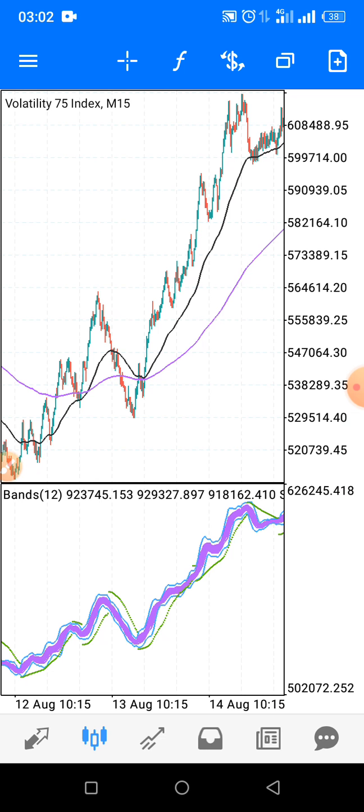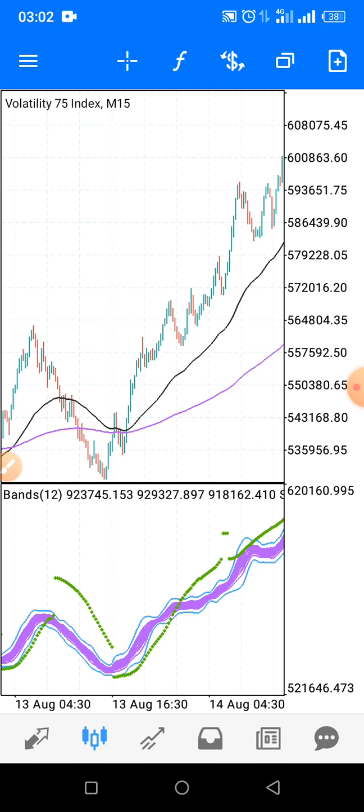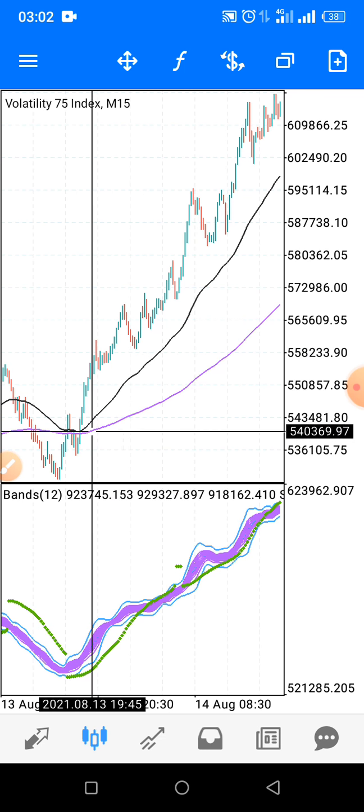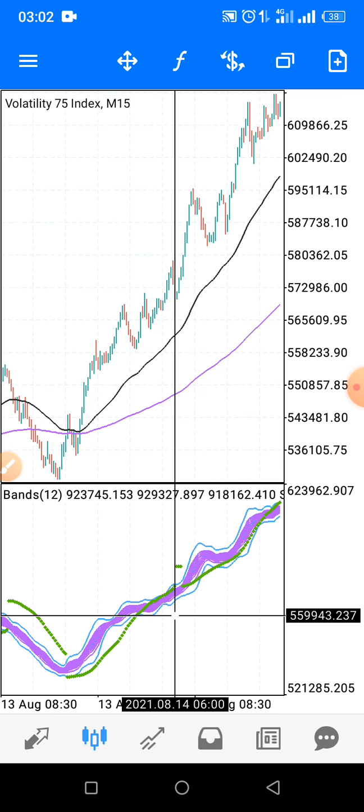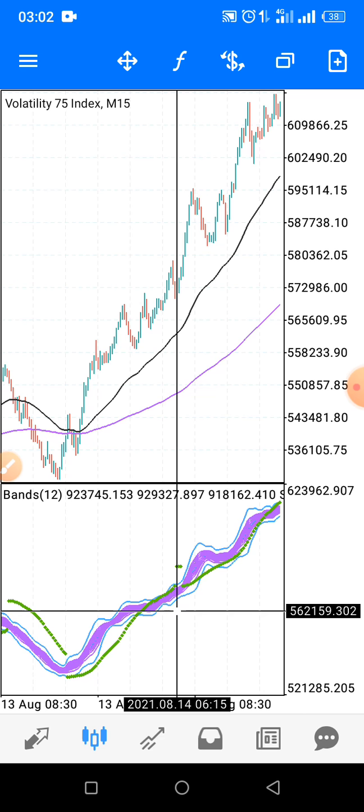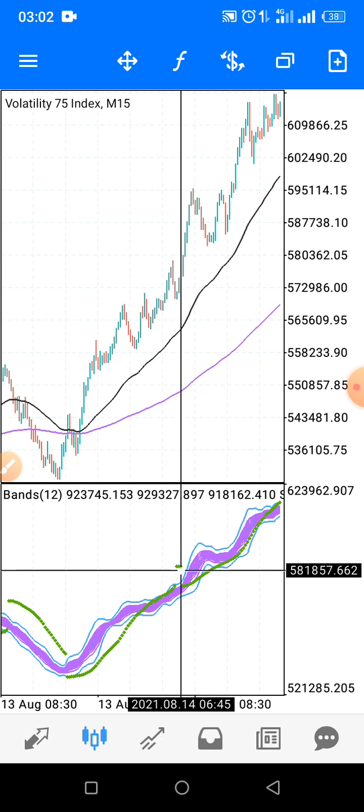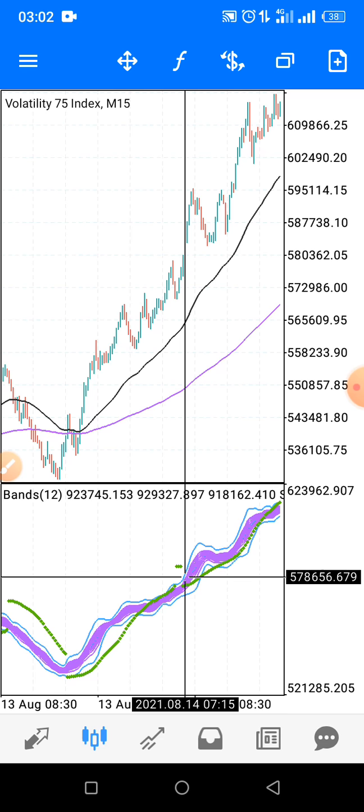So let me zoom in just a little bit so that you can see the parabolic dots better. Okay, so this was our first trade here. We held it up until we saw these parabolic dots here, these ones here. Okay, that's when we exited our trade.